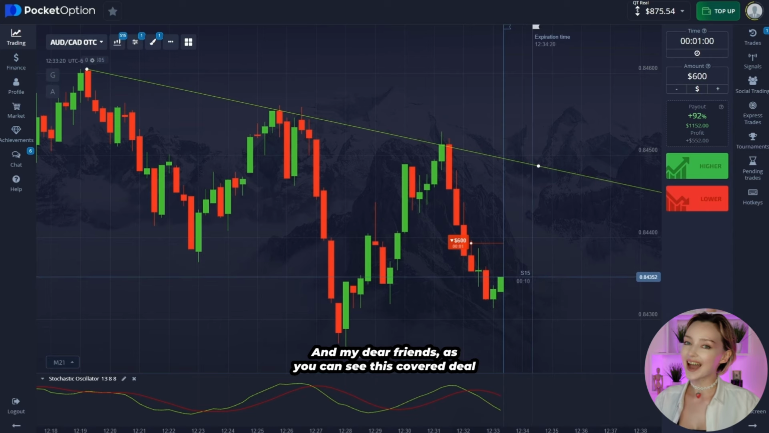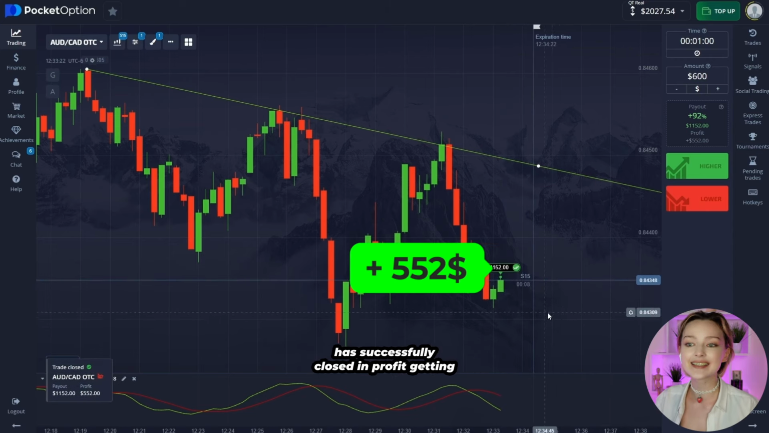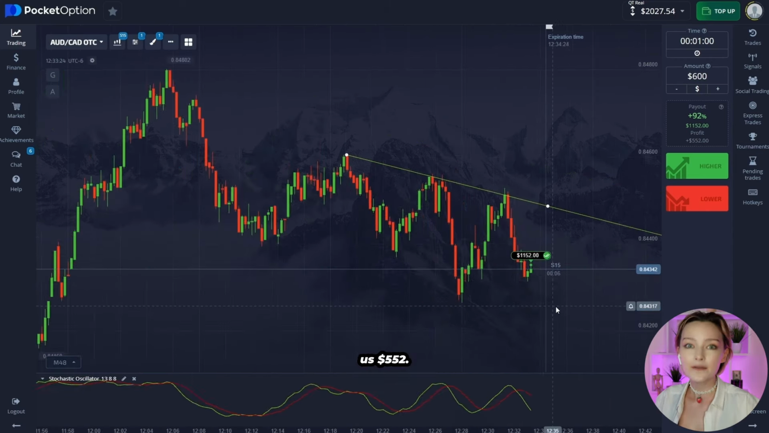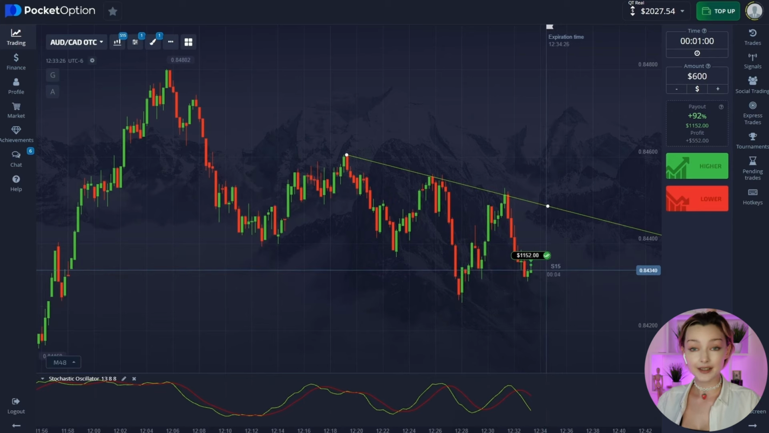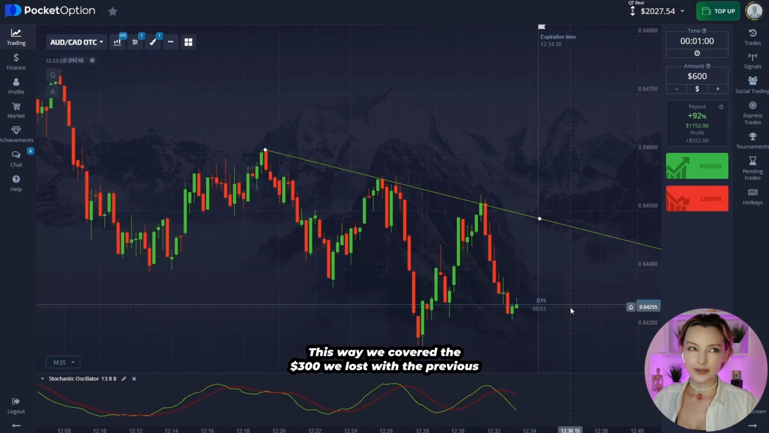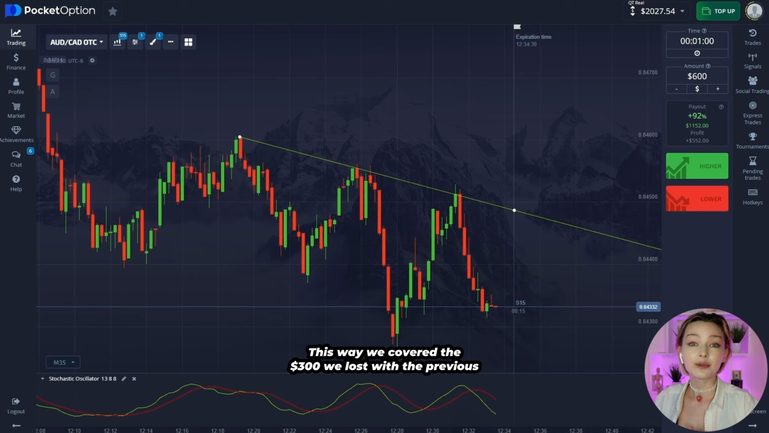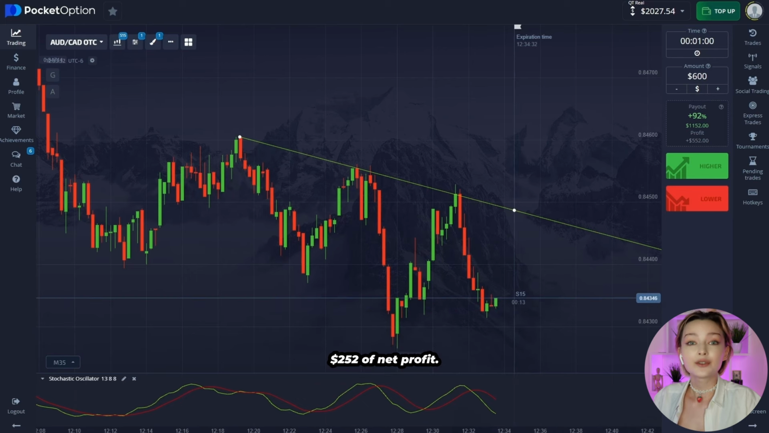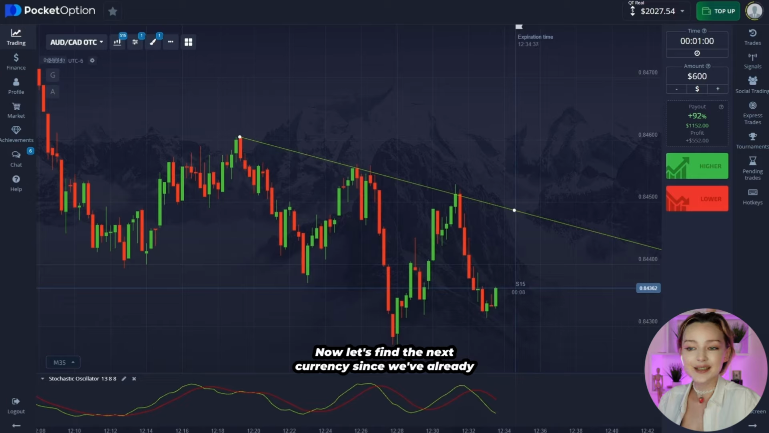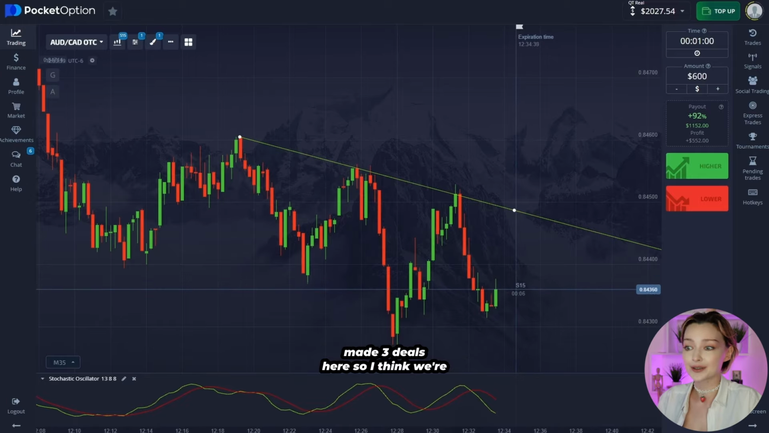And my dear friends, as we can see, this covering deal has successfully closed in profit, getting us $552. This way we covered the $300 we lost with the previous deal, which leaves us with $252 of net profit. Now let's find the next currency, since we've already made 3 deals here, so I think we're done with this case.